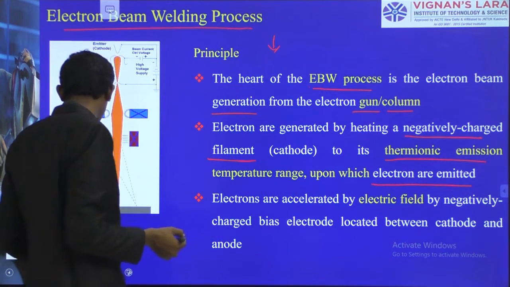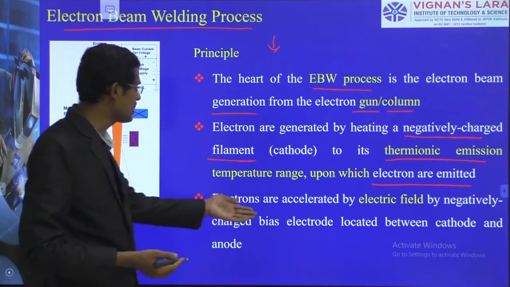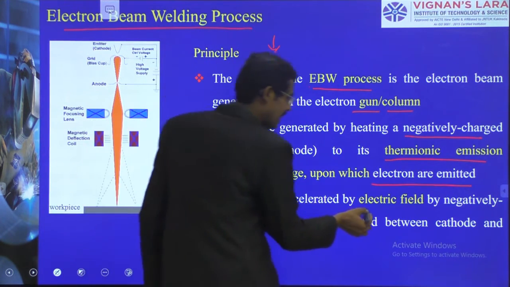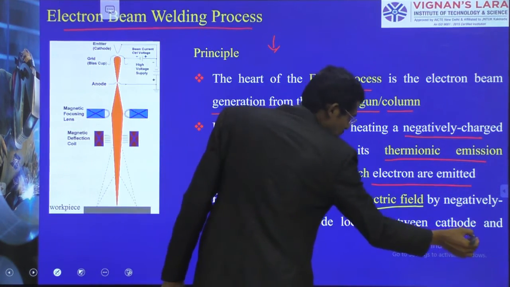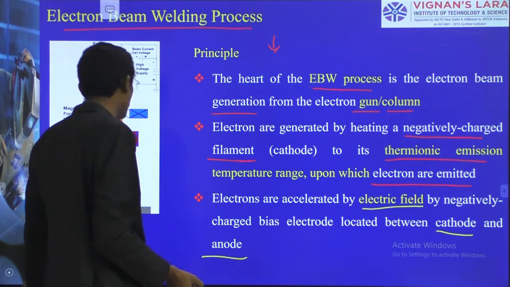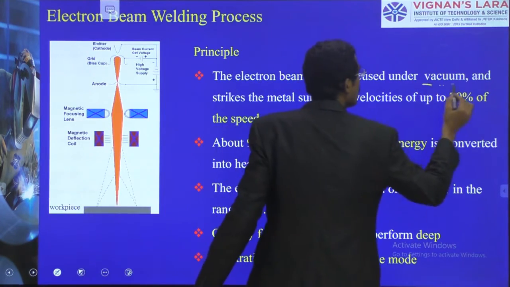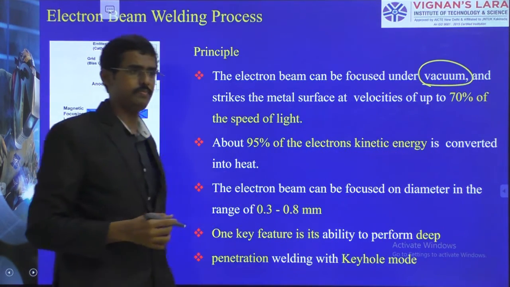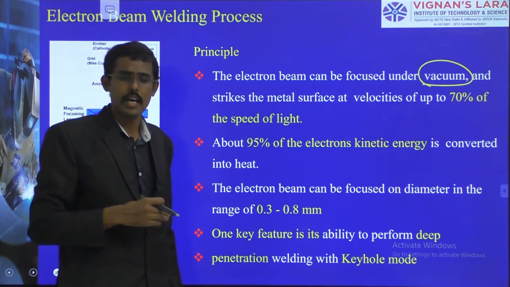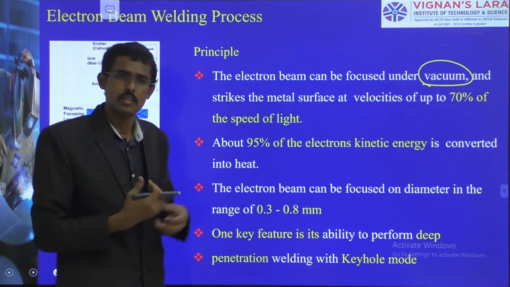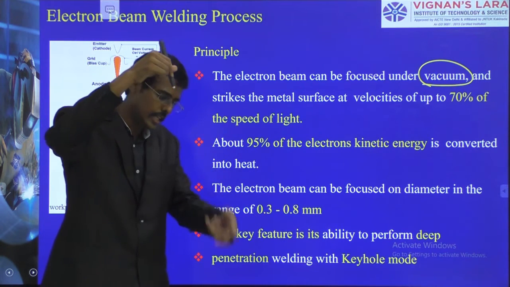After emitting, what do we do? The electrons have to be focused towards the workpiece where the heat is needed. Therefore, these electrons are accelerated by the electric field of negatively charged bias electrodes located between the cathode and the anode. We are focusing there. The electron beam can be focused, very importantly, under vacuum. See, this electron flow can be disturbed by atmospheric air circulations. When heat is generated with high velocity, electron flow takes place from one end to the other, positive end.